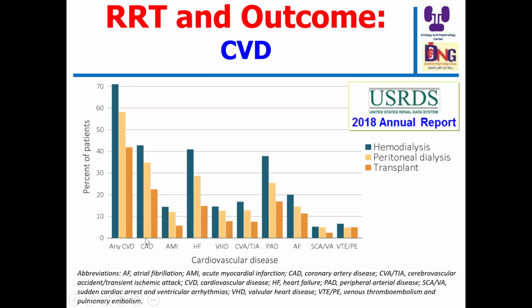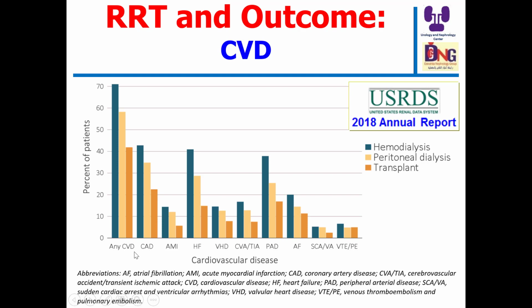If we look at the United States Renal Data System, this color reflects hemodialysis, peritoneal dialysis, and transplantation. What do you see? The prevalence of any cardiovascular disease is very common in hemodialysis, to the extent that 70% have cardiovascular disease. So it is a very high prevalence of cardiovascular disease in hemodialysis, peritoneal dialysis, and transplantation.